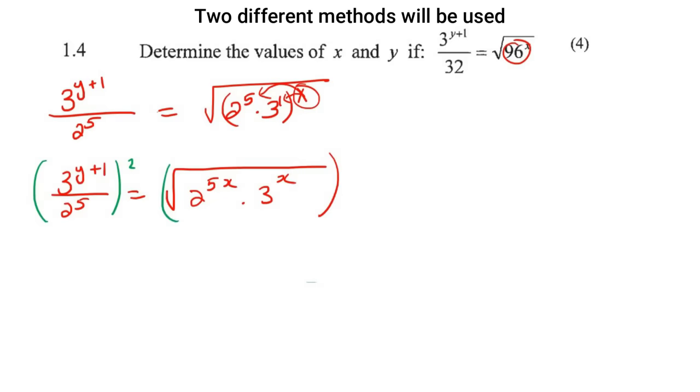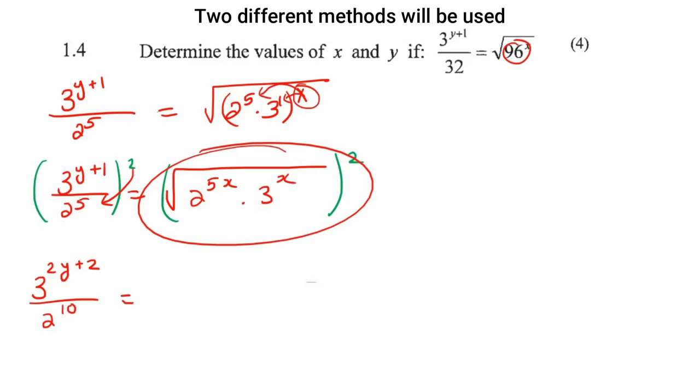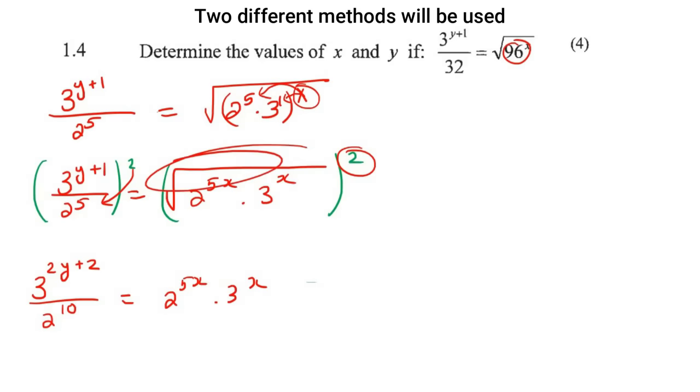So that 2 will distribute to the y plus 1 and to the 5. So it'll become 3 to the 2y plus 2. Remember, this 2 goes to both of those, okay? And at the bottom, you're going to have 2 to the 10. Here, you're just going to have everything besides the square root. So 2 to the 5x and 3 to the x, because this 2 cancels out the square root.